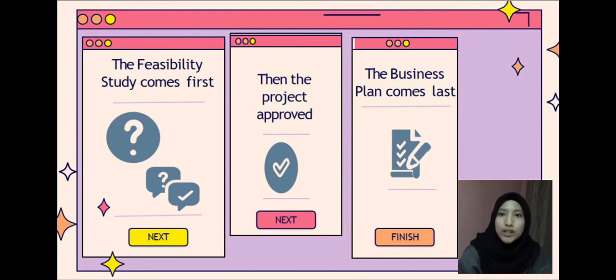Okay, let me give you another example. For example, the feasibility study comes first. It answers the question: is it doable, and will it be profitable? Once the project is approved, the business plan comes last and it will set out the goals.